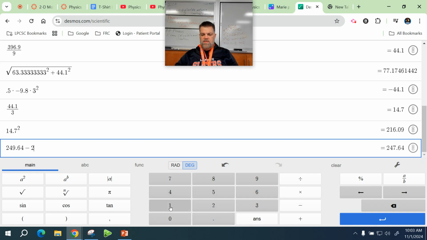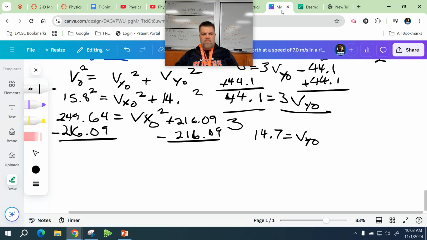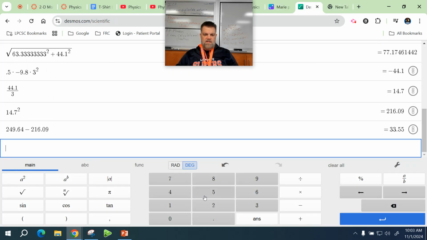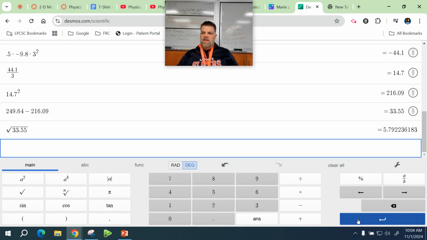249.64 minus 216.09, 33.55. Take the square root of both sides because I don't want v squared. I want v sub x. So take the square root of 33.55, about 5.8.